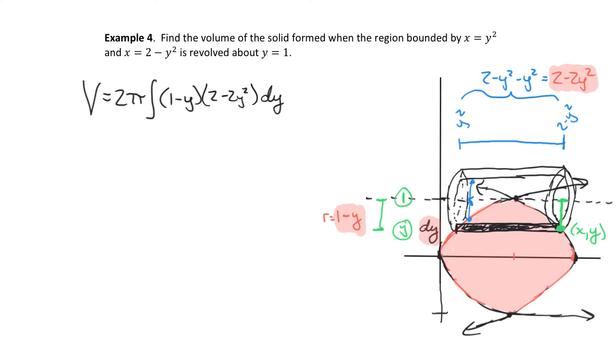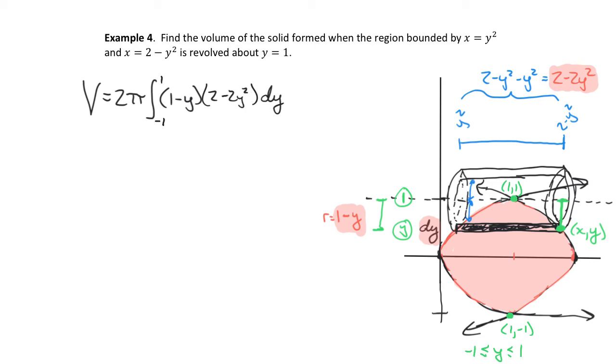So, down here at the bottom, this bottom point is the point (1, -1). The y value is -1. Up here at the very top of the region, we have the point (1, 1). So y varies between -1 and +1. Those will be our limits of integration.